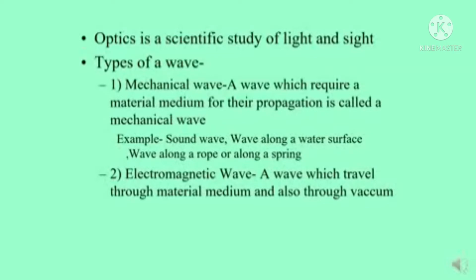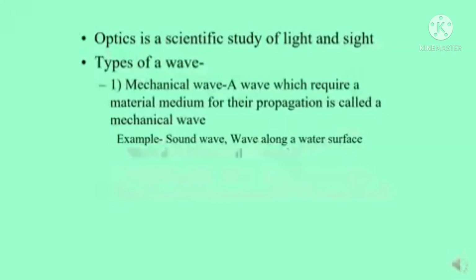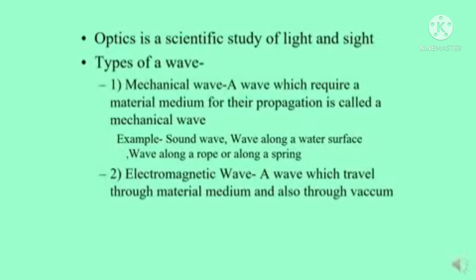Then we see another type of wave, which is an electromagnetic wave. An electromagnetic wave is a wave which travels through a material medium and also through vacuum.